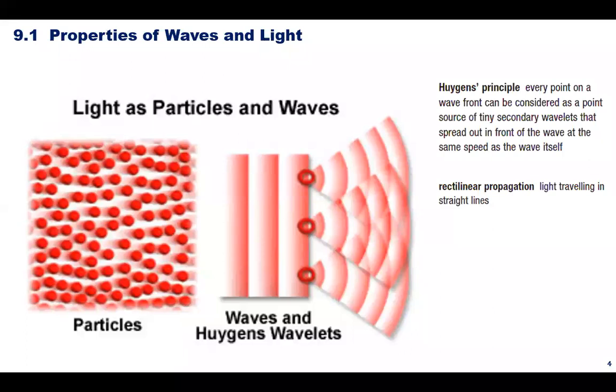Okay, so first let's have a look at properties of waves and light. The period from 1650 to about 1710 was significant in the development of theories of light. By the end of the 17th century, two opposing camps of physicists had emerged. One group followed the wave theory of light, and the other group followed the particle theory of light. The debate continued for over 300 years.